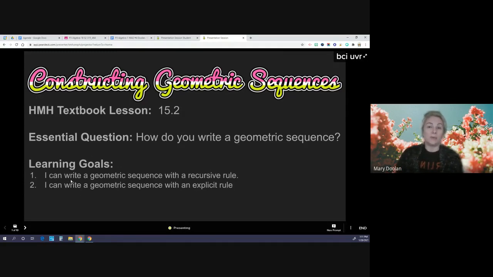All right, so I can write a geometric sequence with a recursive rule. I can write a geometric sequence with an explicit rule. So there's two types of rules, two formulas for the two types, and we're going to be able to write them out using those formulas that I shared with you on that graphic organizer yesterday, which is also in this lesson. Okay, so it goes with 15.2 EQ. How do you write a geometric sequence? This is what we're going to be able to do at the end of today, we hope.